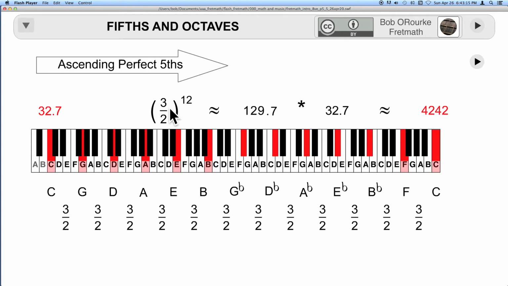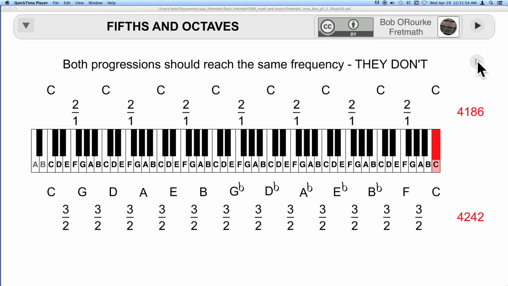If they were used on the piano, the final C would be 4242. There's only one final C key on the piano, and it can only play one of these frequencies.